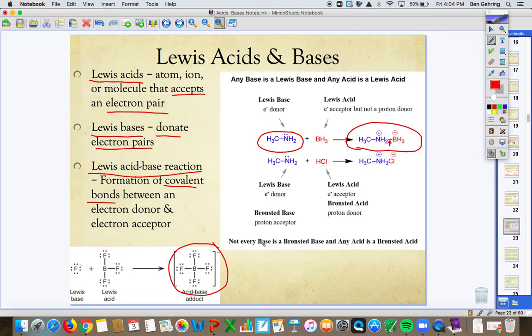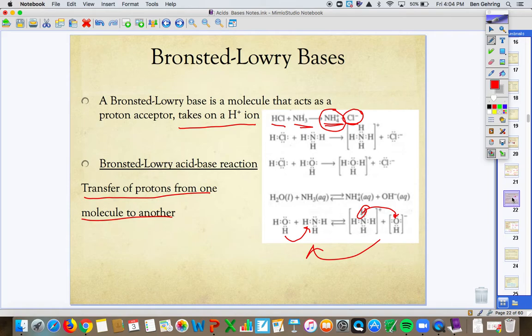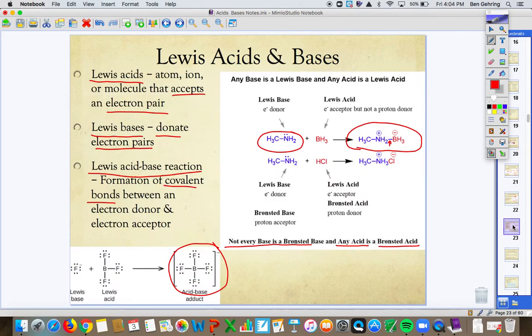In terms of acids and bases, anything that's classified as an acid is a Bronsted-Lowry acid. Not every base is going to be a Bronsted base, because remember, your Bronsted-Lowry bases were hydrogen acceptors. So every acid is going to be a hydrogen donor, a proton donor, but not every base is going to be a hydrogen acceptor.